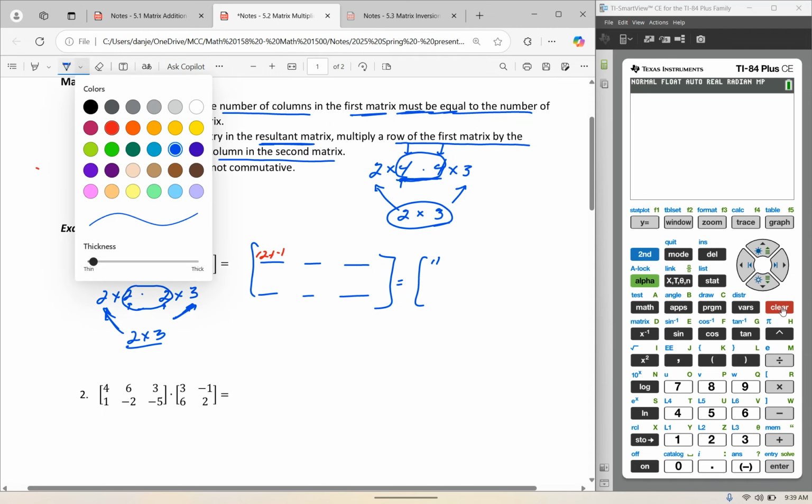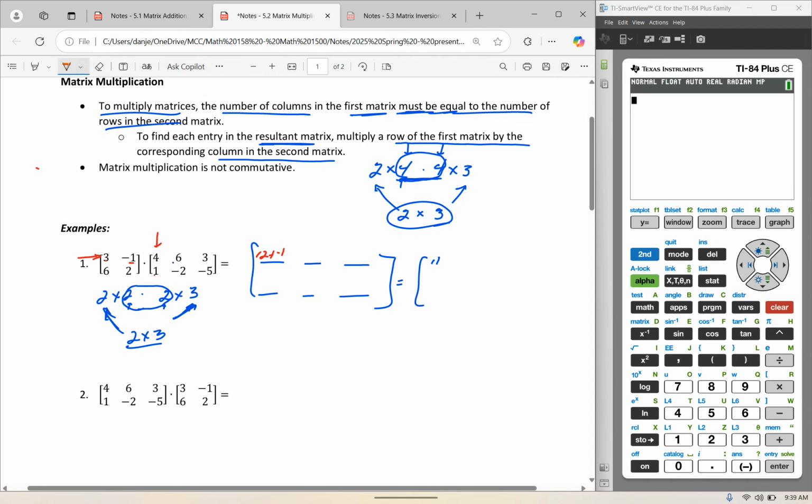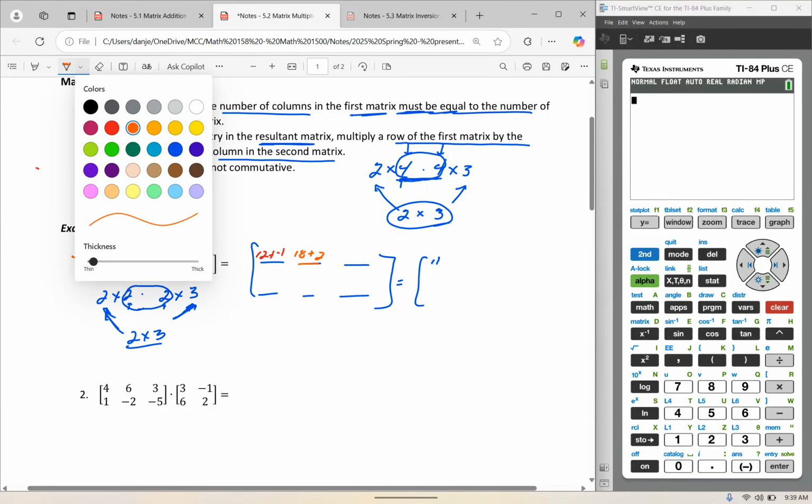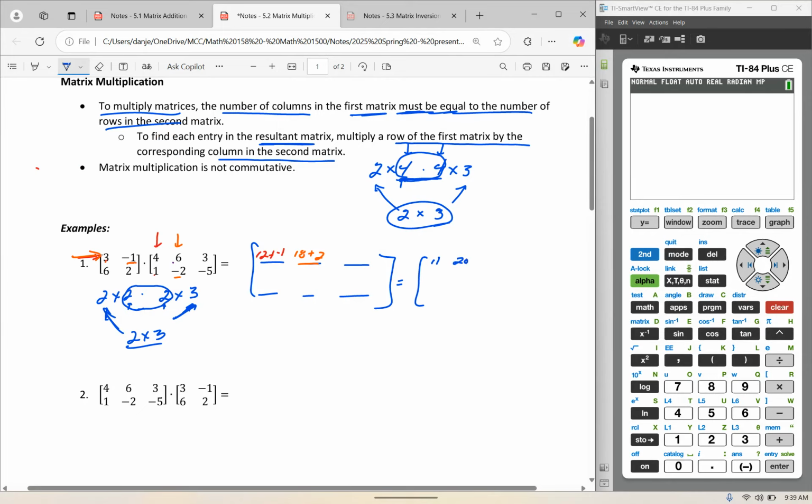To find my second term, this term that's in the first row, second column, I'm going to do the first row times the second column. So 3 times 6 is 18. Negative 1 times negative 2 is 2. And so we get 20.